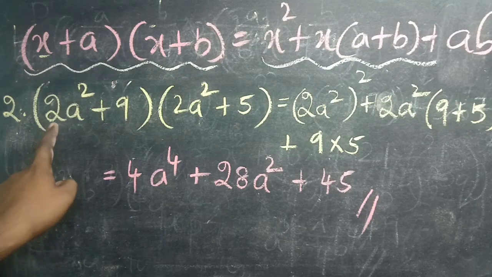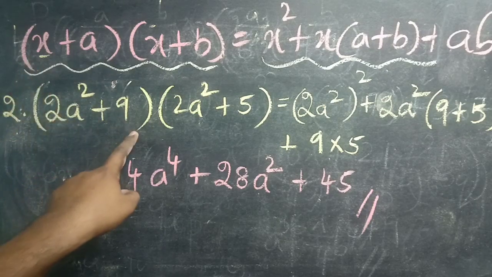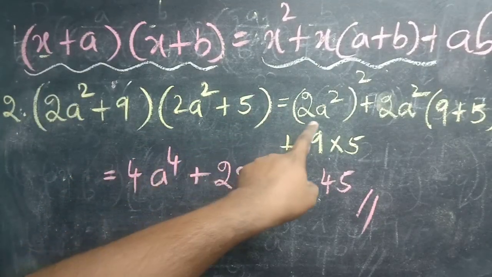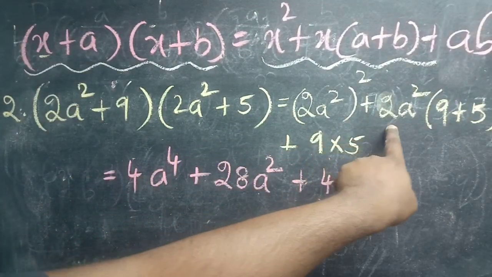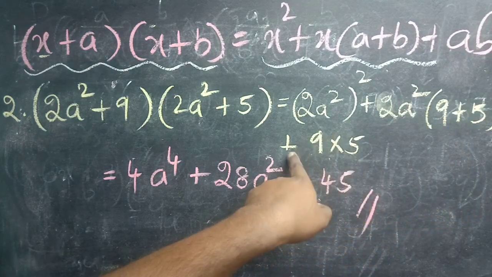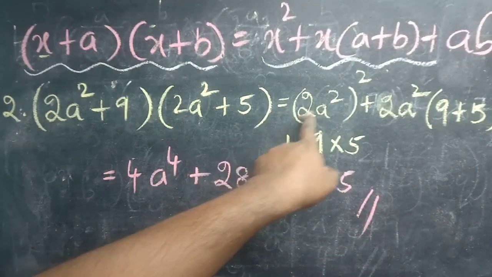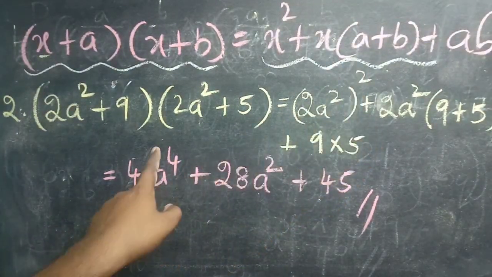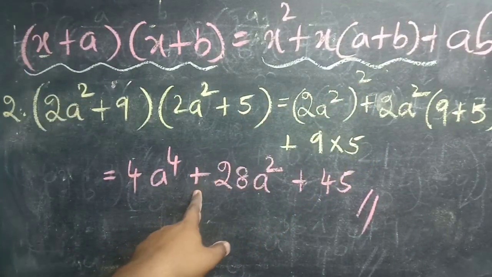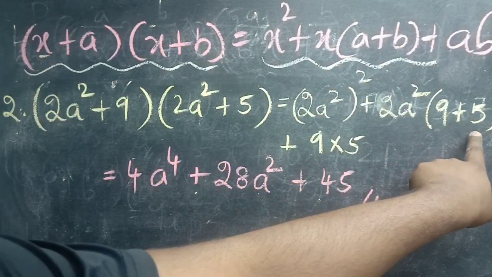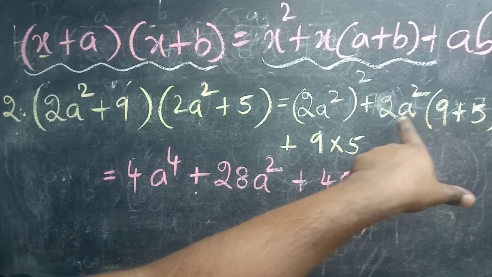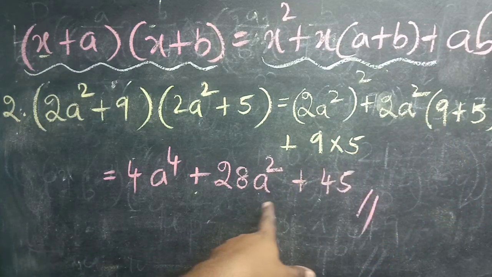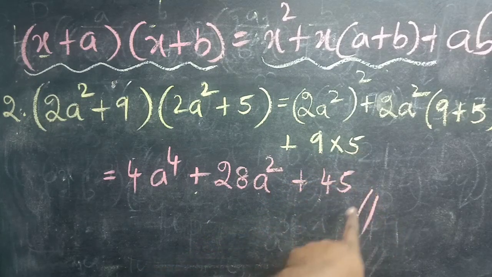Now let me repeat again. It is of the form x plus a into x plus b, which can be written as x square plus x times a plus b plus a into b. That is 2 square is 4, a square whole square is a to the power 4, that is 2 times 2 is 4, plus 9 plus 5 is 14, 14 times 2 is 28, a square as it is, plus 9 times 5 is 45. This is the solution. Now moving to example 3.